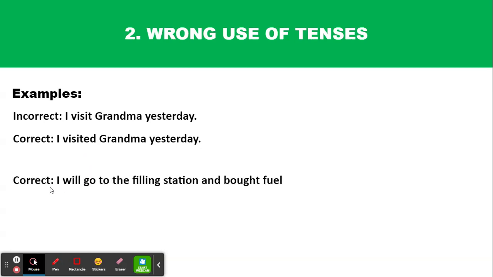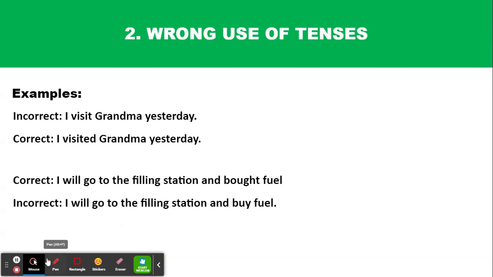Another one, "I will go to the filling station and bought fuel." This is a future action. I will go to the filling station. And you cannot use the past tense to talk about a future action. The correct thing is to say, "I will go to the filling station and buy fuel." There's a kind of mix-up here. This is the correct one. And then this is the incorrect one. Okay.